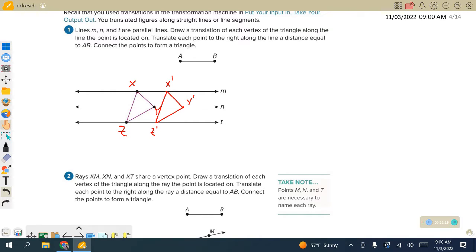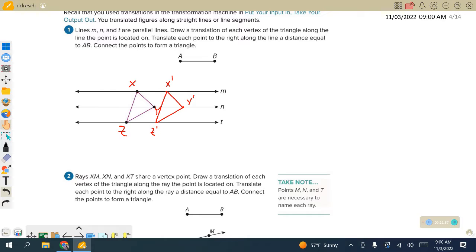Take a step back, look at it, and we could also do this without our patty paper. We could use our compass. We could use our compass to open it up to the length of AB, and like we've done before, copying a segment. Essentially, that's what we're doing as well. Our patty paper does that for us too, okay?